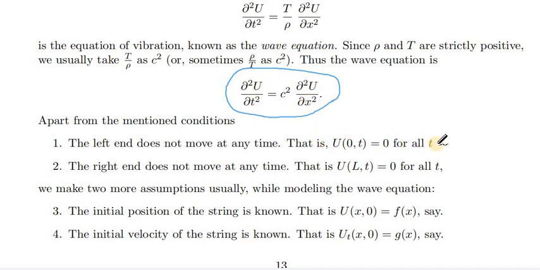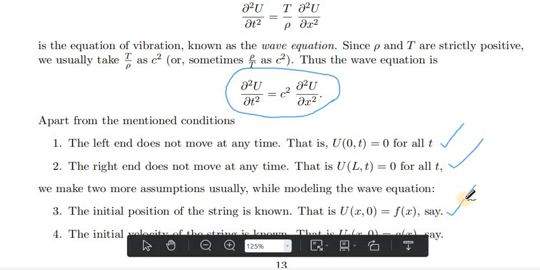While solving, we'll assume that the left hand point doesn't move. The right hand point also is not moving. The initial position is f(x) and the initial velocity is g(x). So these 4 assumptions will be made use of while solving the partial differential equation.